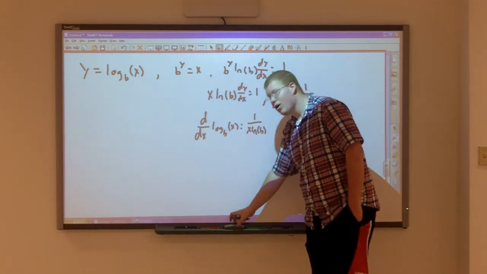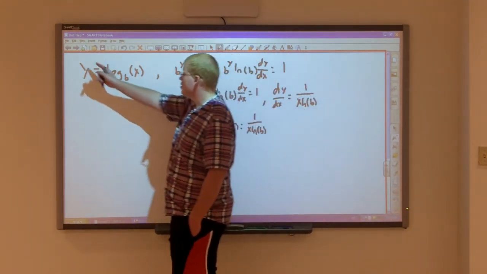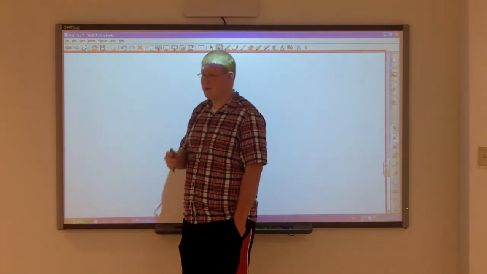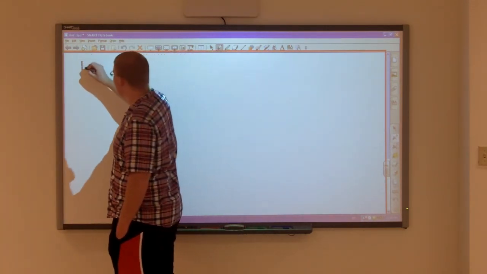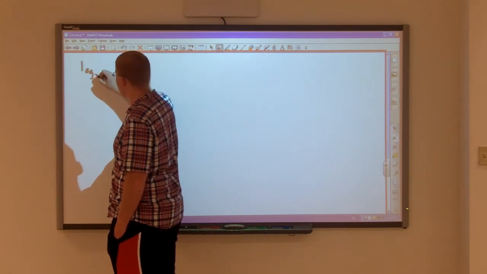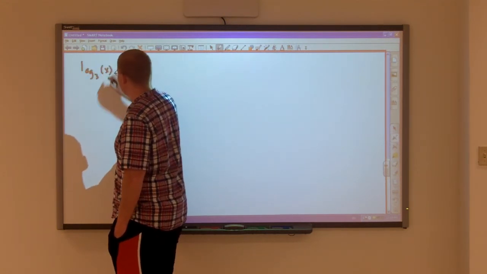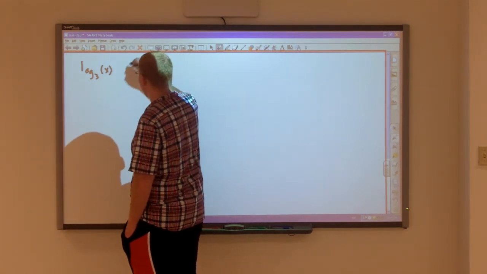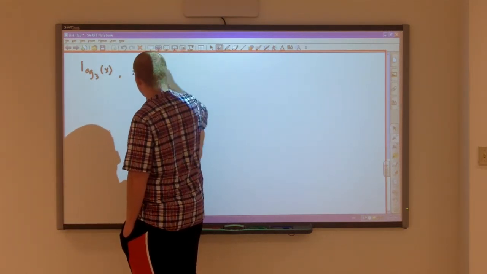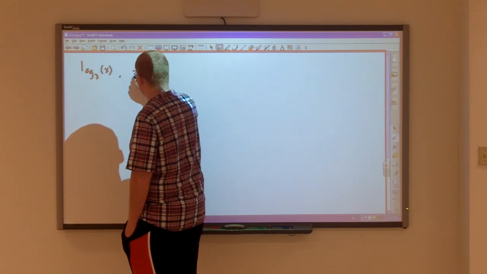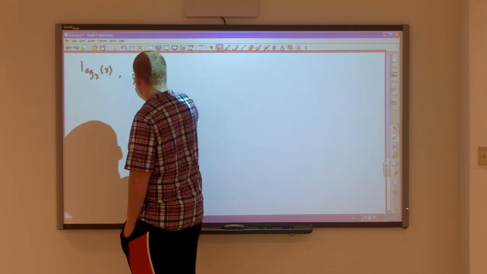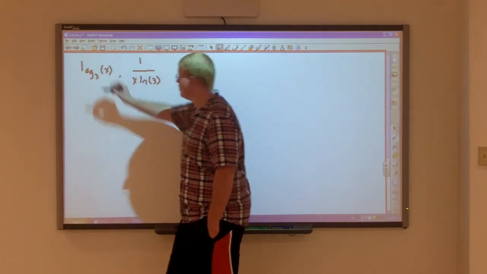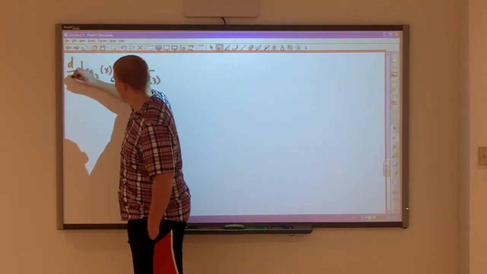So now that we know all these rules about logs and their derivatives, we can use them to find the derivatives of pretty much any functions. Let's say we have log base 3 of x. The derivative of this would simply be 1 over x natural log of 3. Just that simple.